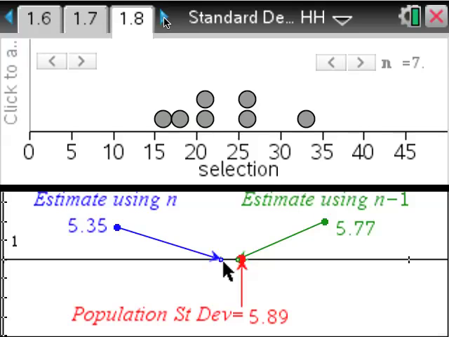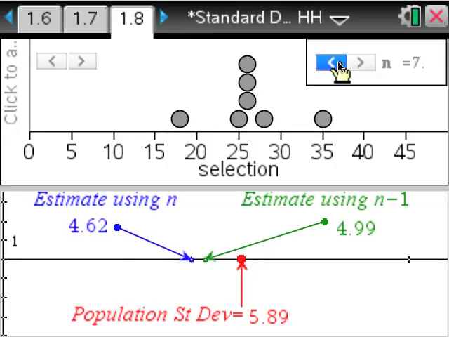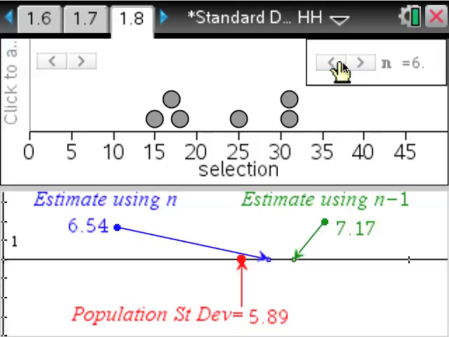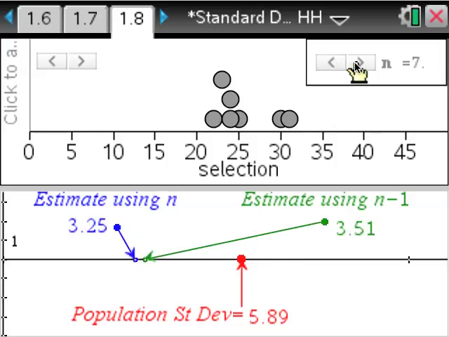What's currently on show is a sample of size 7 from that huge population you saw a moment ago, and I can change the size of that sample and it will just randomly pick another number of points from that data set. Now it turns out that because we knew the whole population, we actually happen to know the full standard deviation for that population, and it works out to be 5.89.